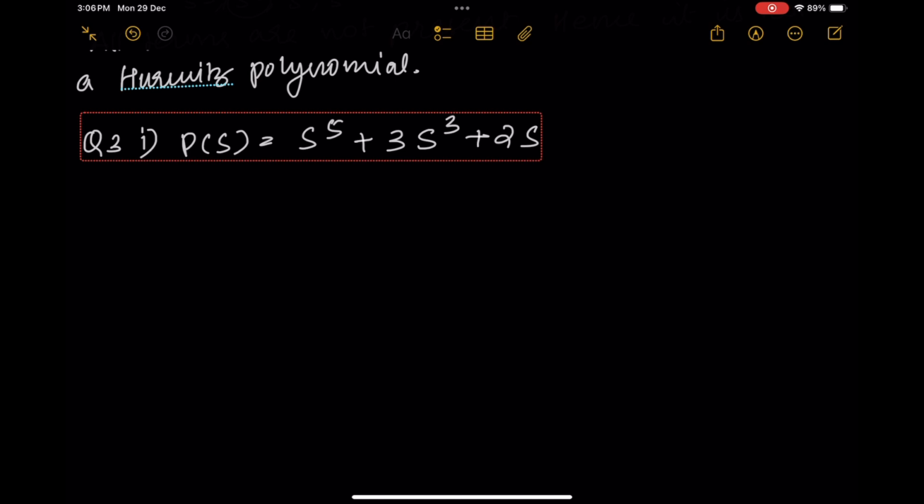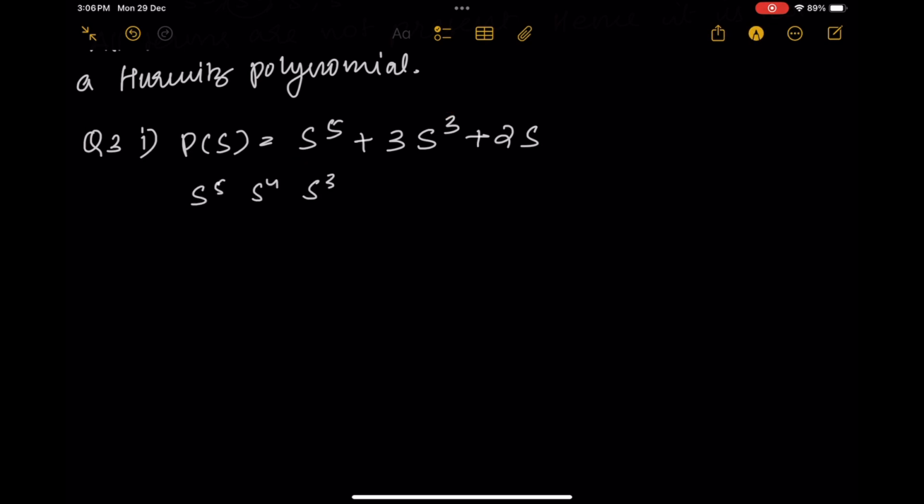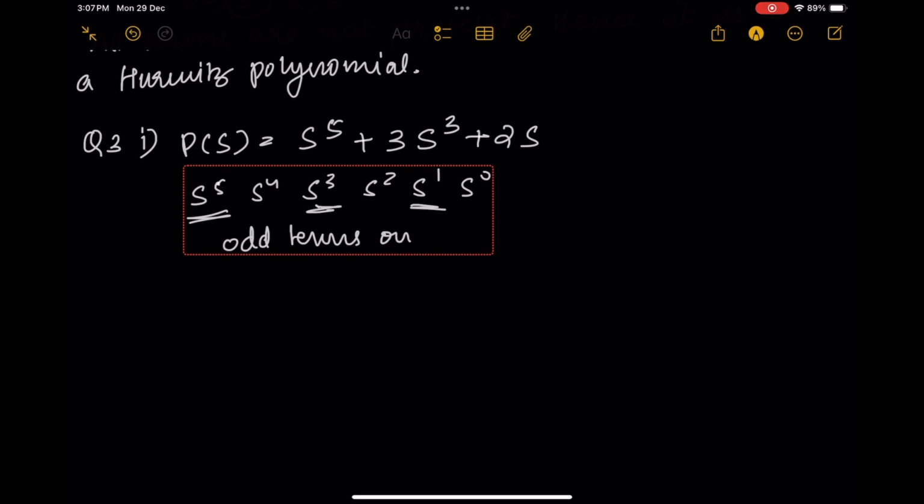If we consider this question, we could see that there are only odd terms here. That is s raised to 5, s raised to 4, s raised to 3, s raised to 2, s raised to 1, s raised to 0. There are only s raised to 5, s raised to 3 and s raised to 1, that is odd terms. So in this method there is nothing to separate like odd terms and even terms.